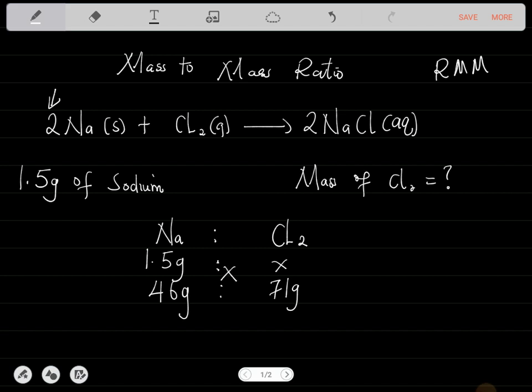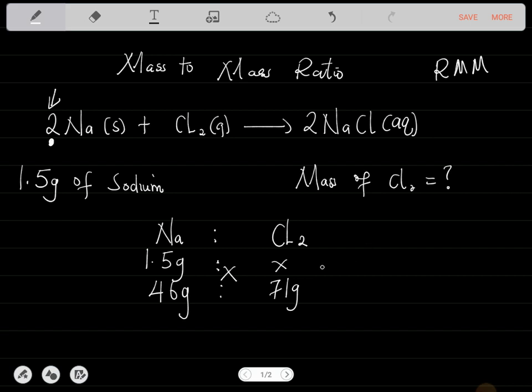Then you cross multiply. One thing that you need to take into consideration here is that we include the moles in front of that element or compound in order to get your relative molecular mass. Are we together? I'm calling it relative molecular mass and not molar mass. There's a difference, please. So now you cross multiply. After cross multiplying, you discover that 1.5 is multiplying 71. Which is giving me 106.5.